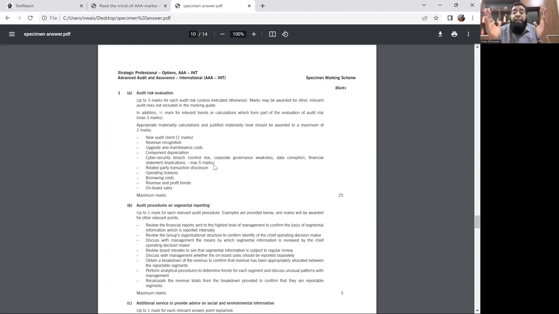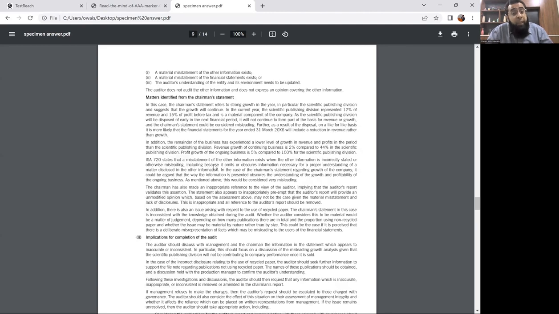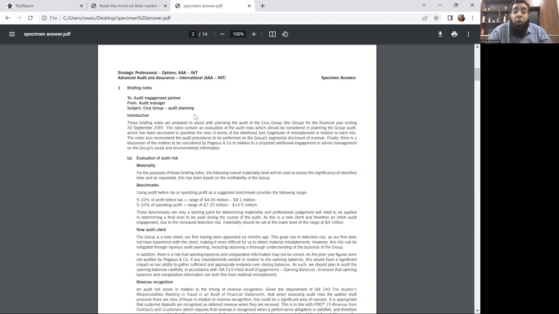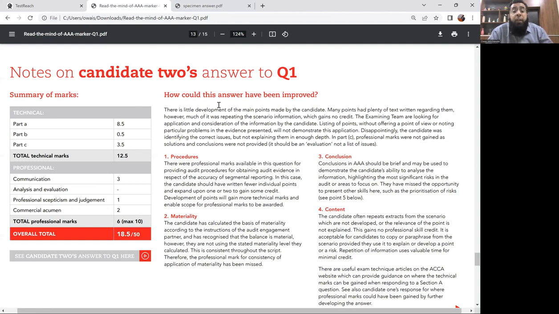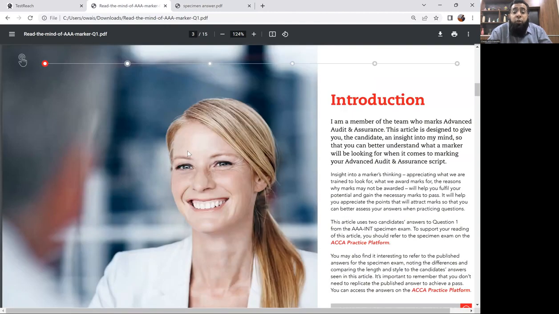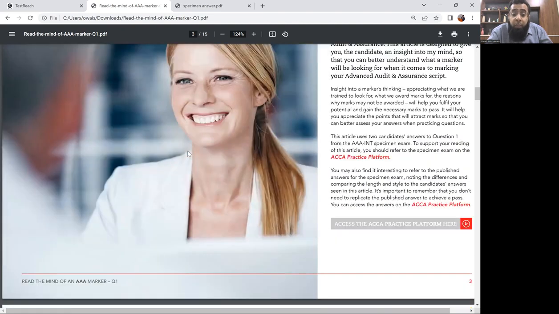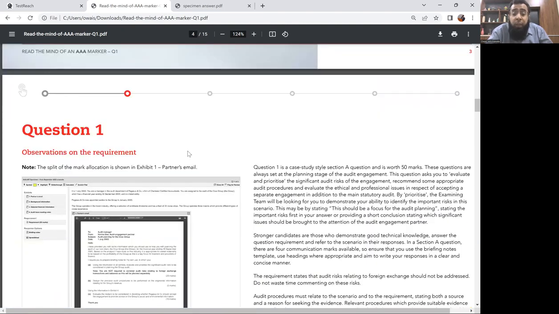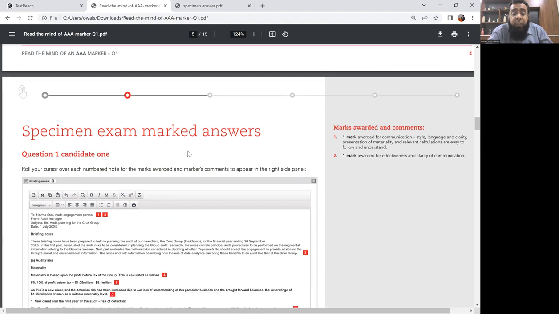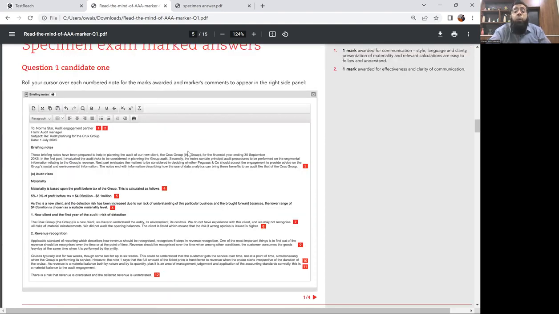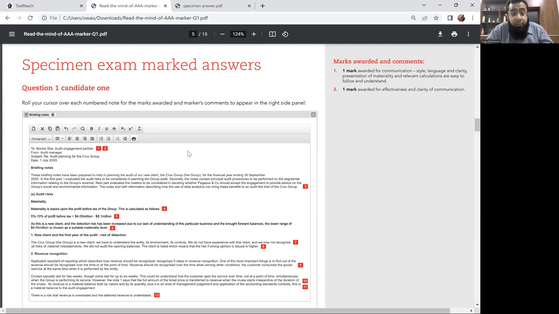So this entire class will be very beneficial, and it will give you an insight into how you have to develop your answers. And as I said earlier, this Read the Mind of a Marker document is not issued for all the exam papers. So you have to make sure that you gain maximum benefit of this document. You have to make sure that you understand this document and the examiner's guidelines so that you can apply them while you are developing your own answers.